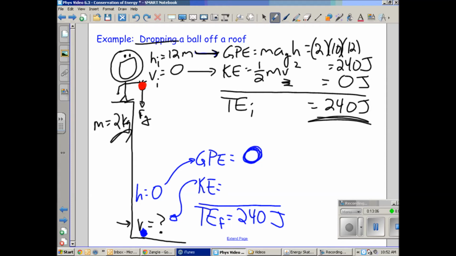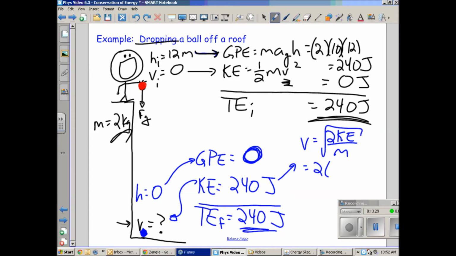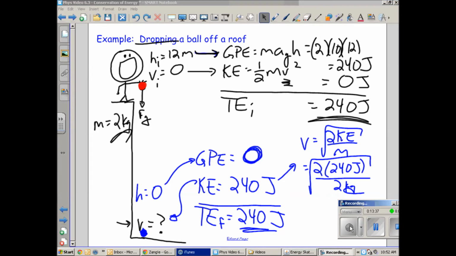So if my GPE is 0, but my total is 240, then by subtracting 240 minus 0, it tells us the kinetic energy has got to be 240 joules, right? It's the only way that it would add up to give you the same total energy. And now that I know that kinetic energy, I can find my velocity. Plug in your numbers. So 2 times 240 joules divided by your mass, which is 2 kilograms. Don't forget your square root. And it gives you 15.5 meters per second.